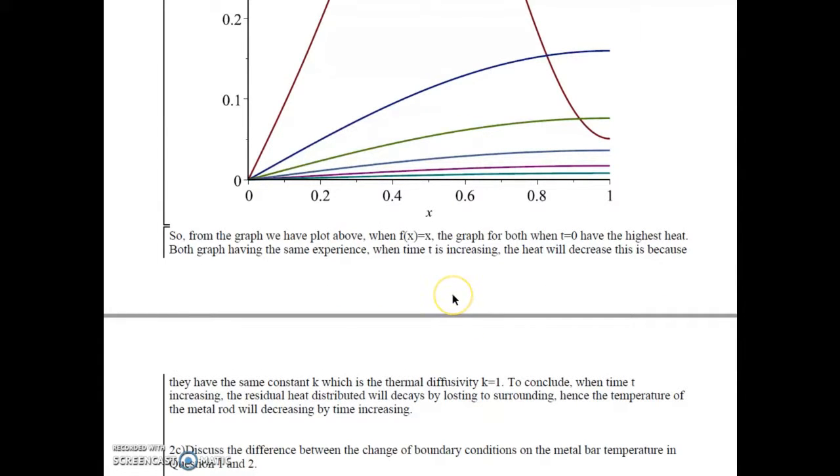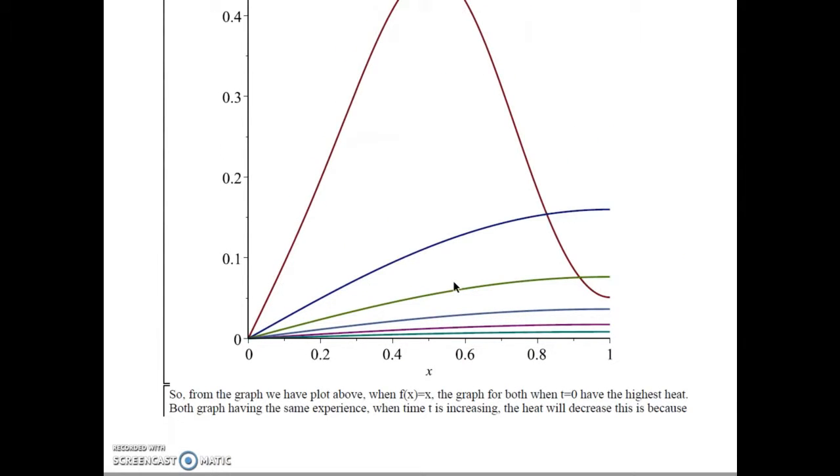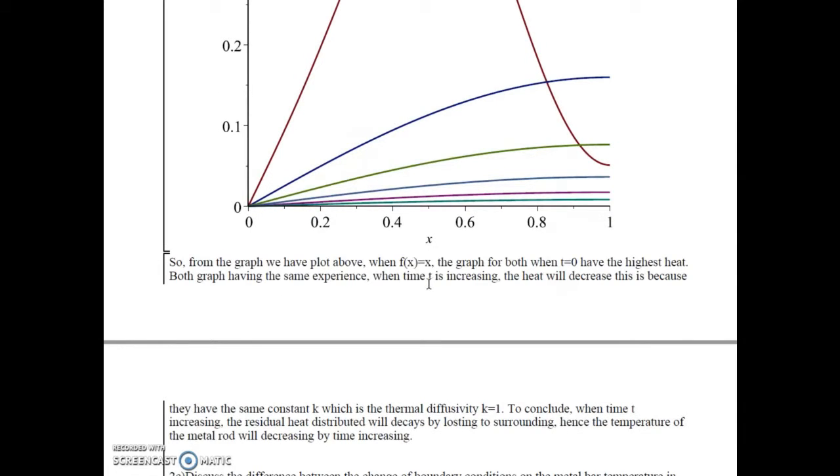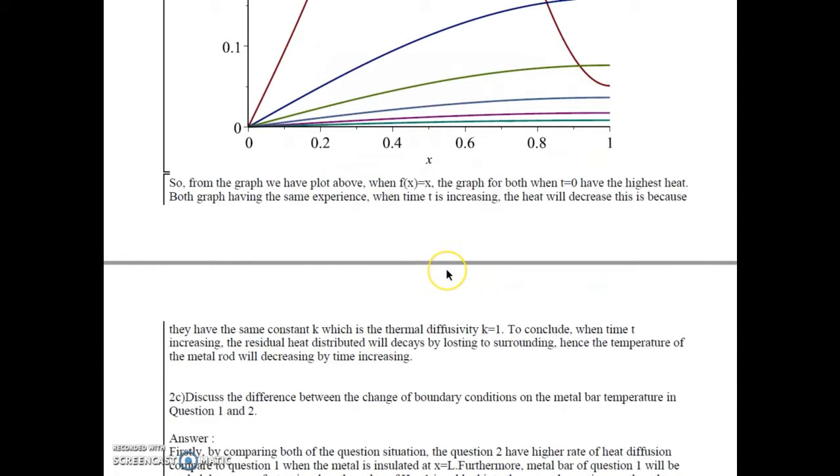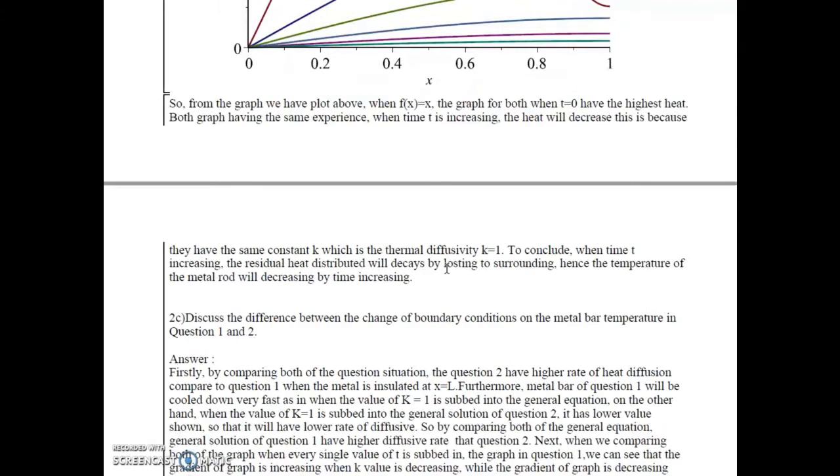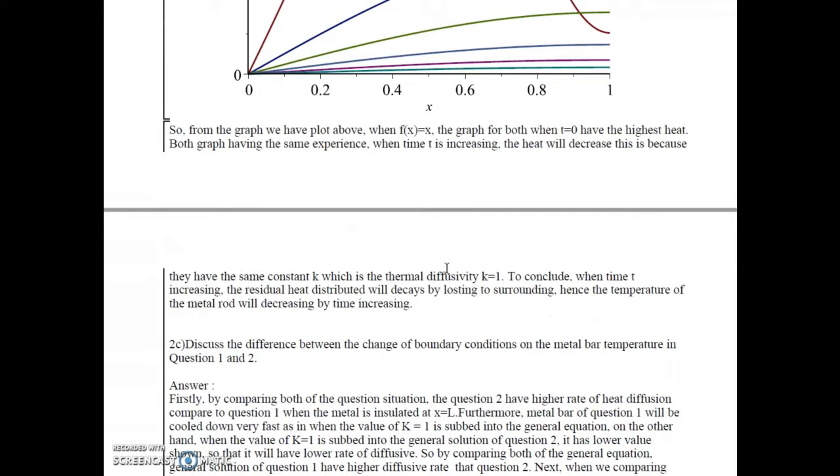So from the graph we have plotted above, when f(x) goes to x, the graphs for both, when t equals 0, have the highest heat. Both graphs have the same experience: when time is increasing, the heat will decrease. This is because they have the same constant k, the thermal diffusivity, which is k equals 1. So let me explain to you.